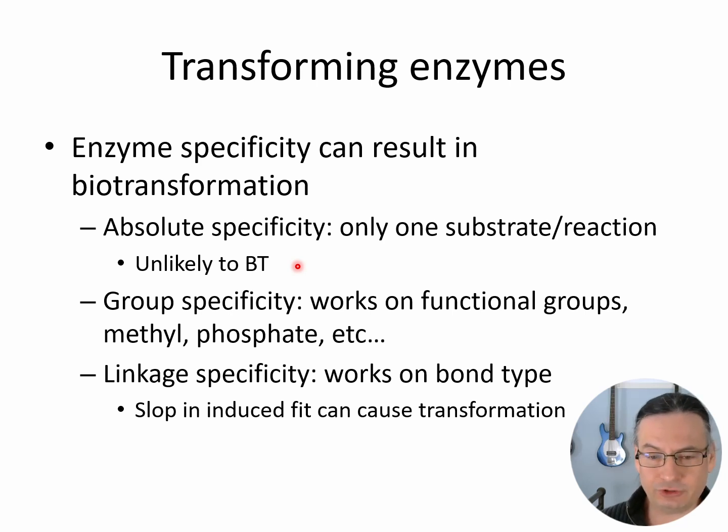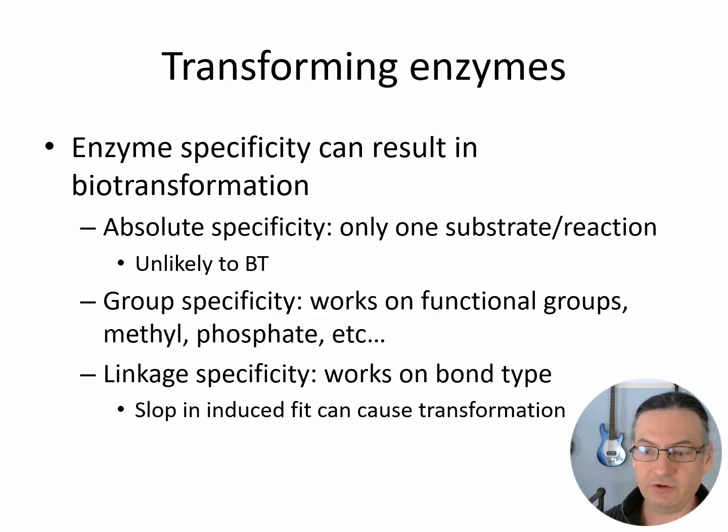It is much more likely that we're going to have something that works on either group or linkage specificity. Now, group specificity, we're going to look at functional groups. So it might work on one specific R group of an amino acid, or it may work on methyl groups, phosphate groups, ethyl groups. It will affect any molecule that has that hanging off of the side. Or we can have what's called linkage specificity. Instead of grabbing onto a functional group, in this case, it's going to work based upon the different bond types.